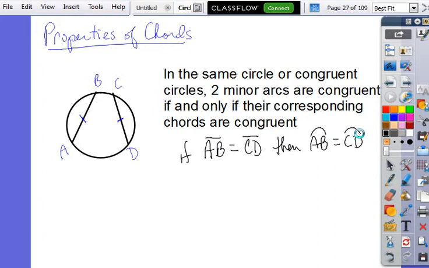If the inside parts are the same, the chords are the same, then the arcs are the same on the outside. But since it says if and only if, what else can I say? That if arc AB is equal to arc CD, then segment AB is equal to segment CD. There you go.